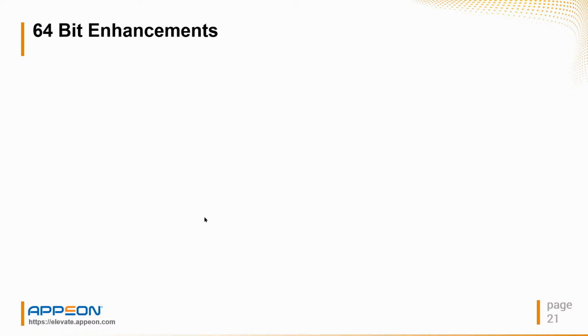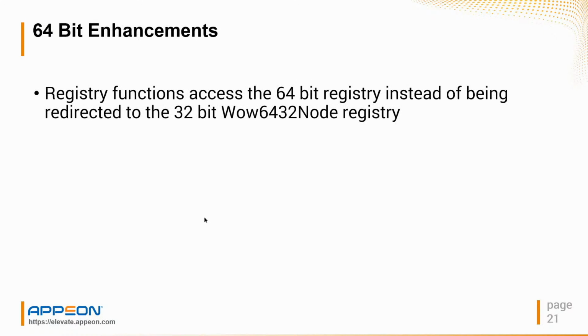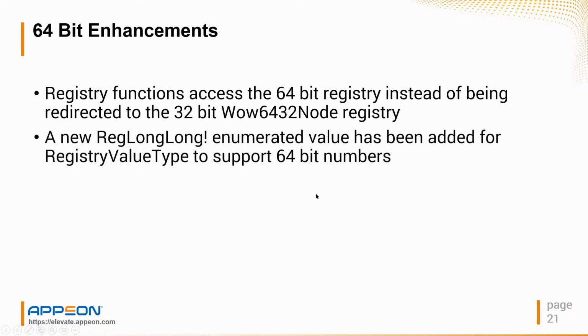Now we're going to look at some of the 64-bit enhancements. The first one's a bit of a fix rather than necessarily an enhancement. In the previous versions of PowerBuilder, when you did a 64-bit compile and ran it, and it did registry functions, it was still accessing the 32-bit registry. And so that's been corrected. And now when you are compiling as 64-bit and it accesses the registry, it accesses the 64-bit registry like it's supposed to.